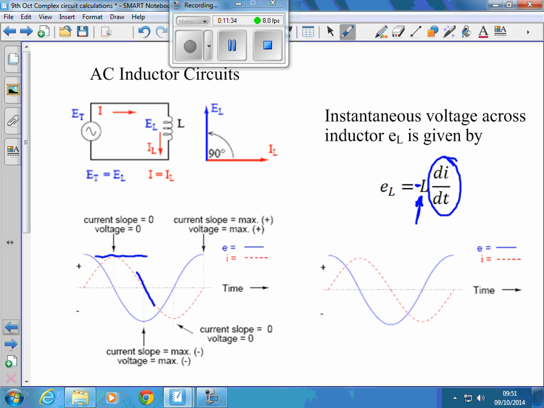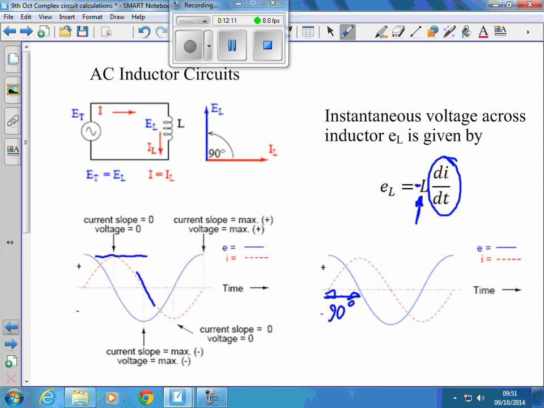So in this inductive circuit, if that's a pure inductor, and you can't get one in real life because an inductor is a coil of wire, the coil of wire's got some resistance as well. But if you could get a pure inductor, there would be a completely 90-degree phase angle between current and voltage. A positive 90-degree angle. That's that there. Everyone happy with that?